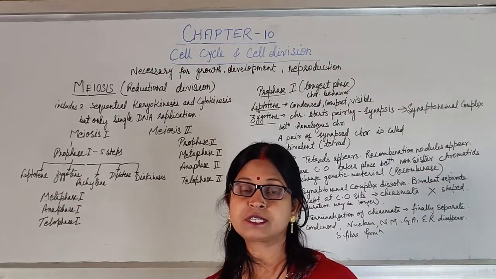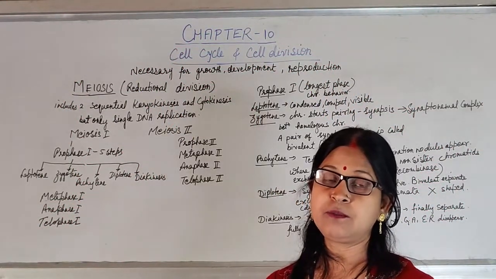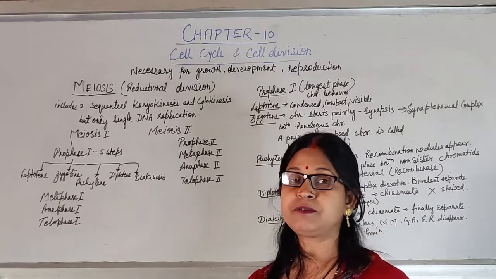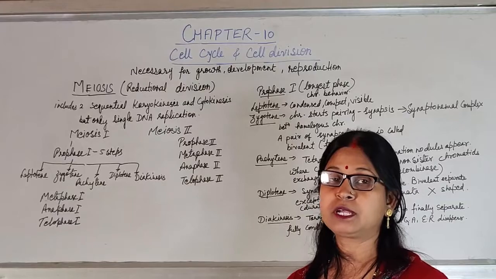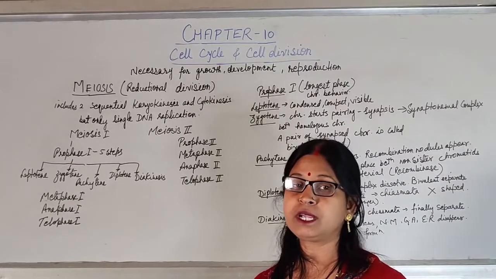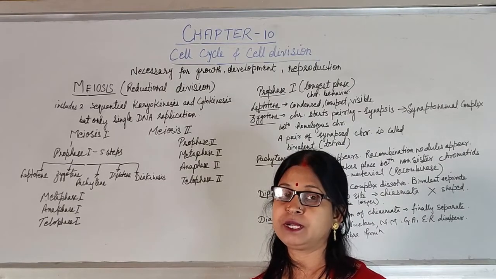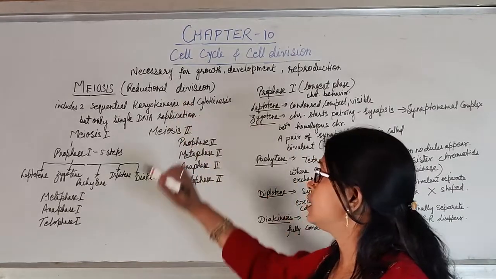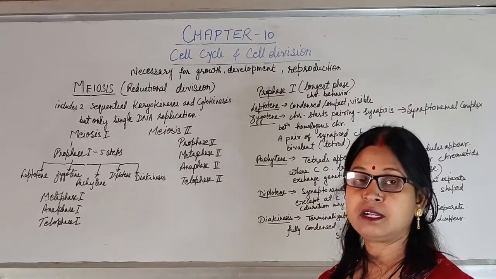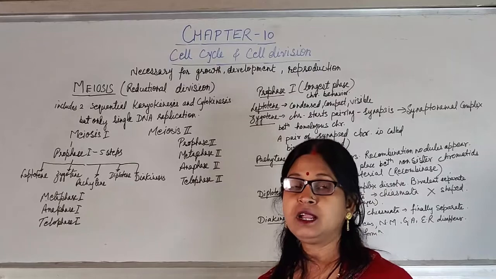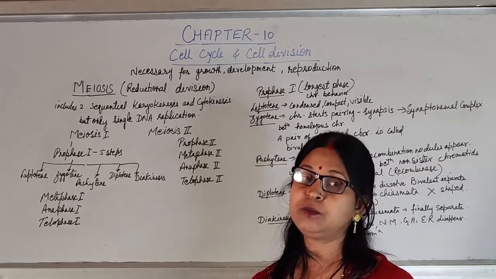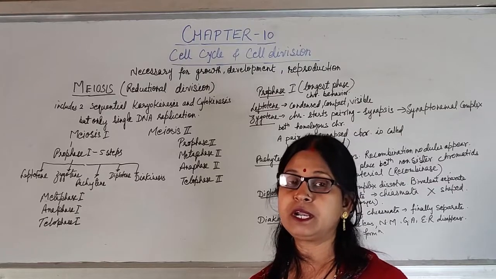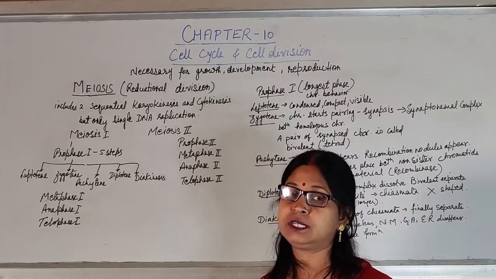In previous classes we have discussed mitosis, a type of cell division. The next type of cell division is meiosis, which occurs in the germ cell to form the gametes, and the chromosome number gets reduced in this phenomenon. That's why it is also known as reductional division, and it occurs only in the germ cell for gamete formation, so that the chromosome number is maintained from one generation to the other.